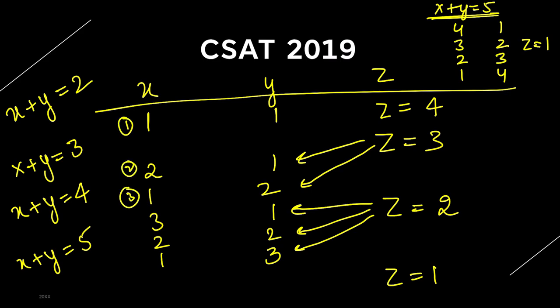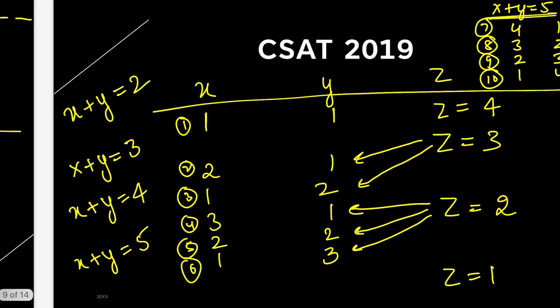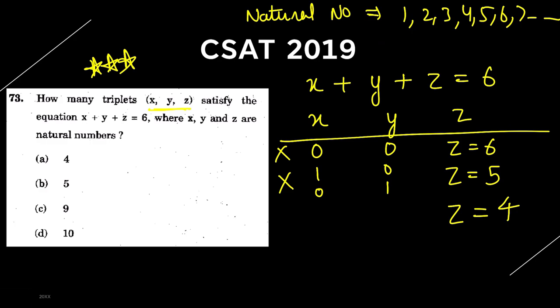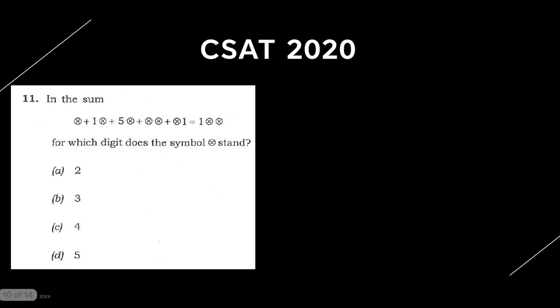1, 2, 3, 4, 5, 6, 7, 8, 9, 10. So, 10 cases are possible, and this is the answer. I hope this is clear. Now, going back, the final answer is 10. Right? I hope this is clear. Only in CSAT 2019, you have seen 3 questions from this. So, see how important it is to understand how to find the combination of such numbers. Only on that concept, making an equation and finding the combination, you would have been able to solve 3 questions in the exam. Right?